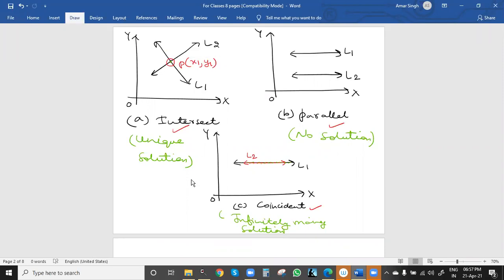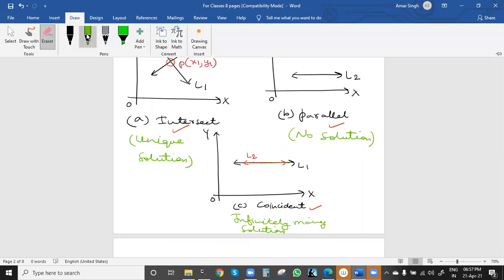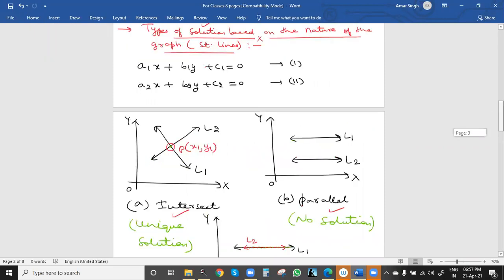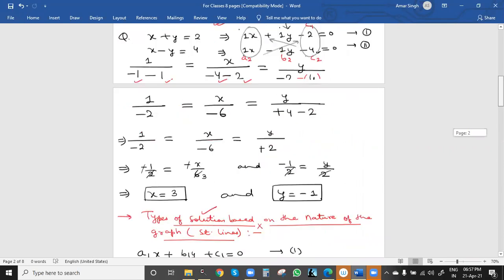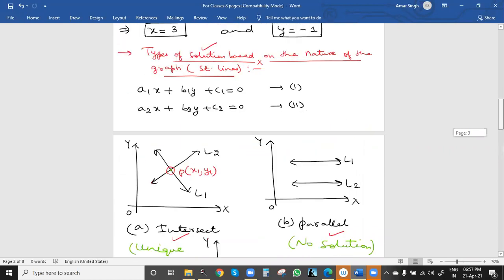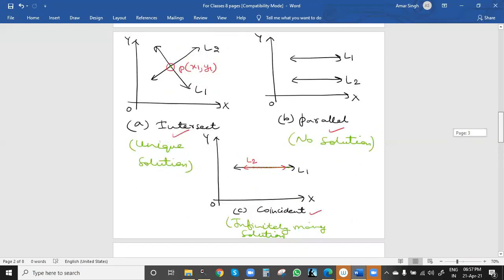So up till now, any doubt, anyone please ask? Type of solutions, or how we got this cross multiplication method and types of solutions. Up till now what we have studied. Sir, can you explain the cross multiplication method again? One second, no problem. This you understood, no? Unique solution, no solution, infinitely many solutions, correct.